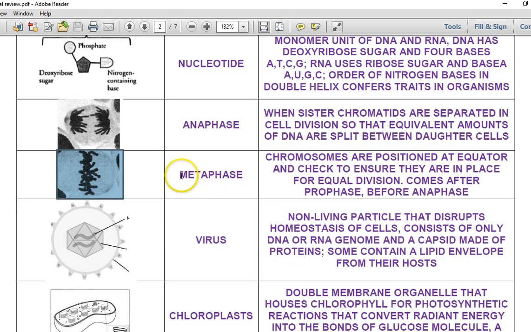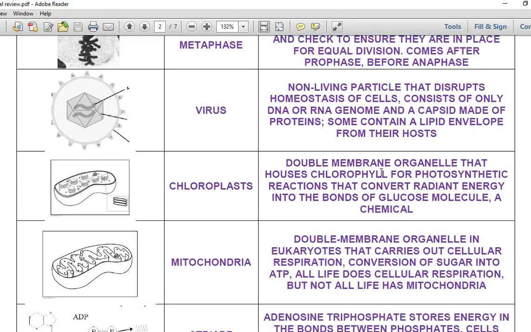Metaphase is another phase that happens during cell division. It happens right before anaphase, and the chromosomes are actually positioned at the equator, and checkpoints actually ensure that the chromosomes are in the right place so they can be split evenly. And this happens after prophase. Remember PMAT: prophase, metaphase, anaphase, telophase. Pass me a taco to remember the stages of M phase.